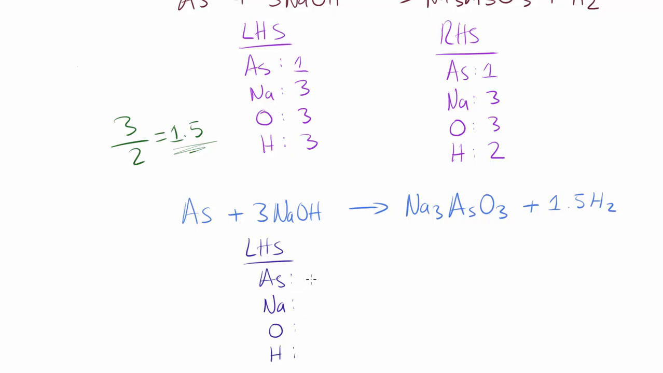So on this side, we've got 1, 3, 3, 3, right? And on the right hand side, the only thing we've changed is the hydrogen. We've added the 1.5 in front of the H2, right? So that's basically the only thing that's different.